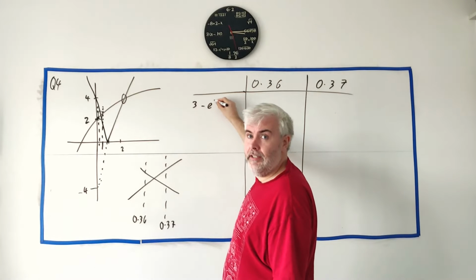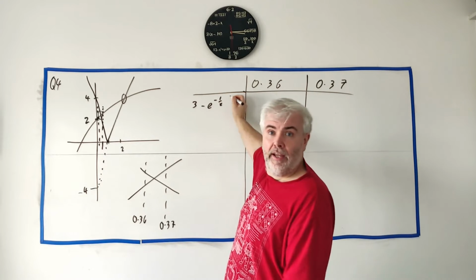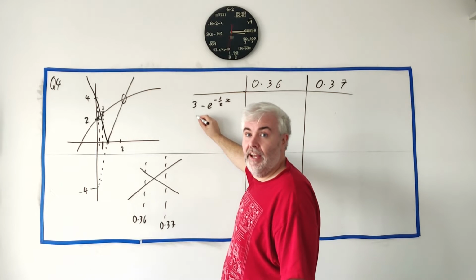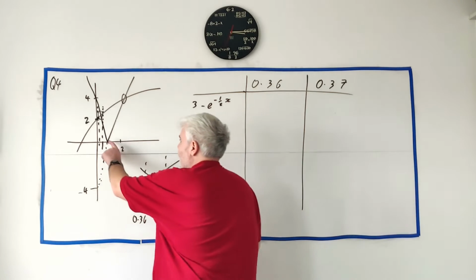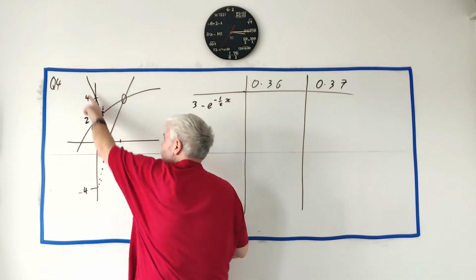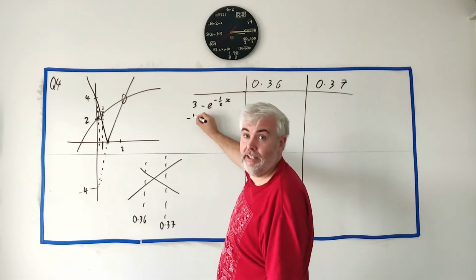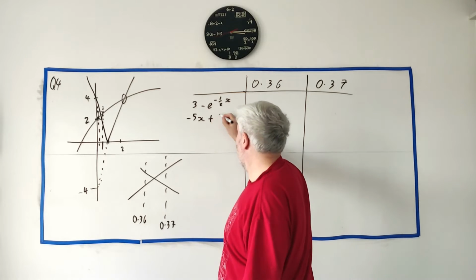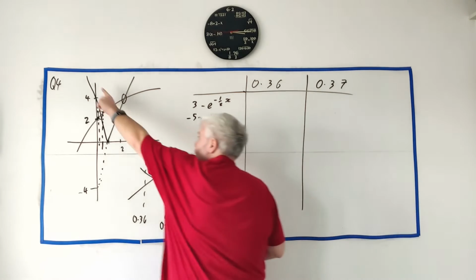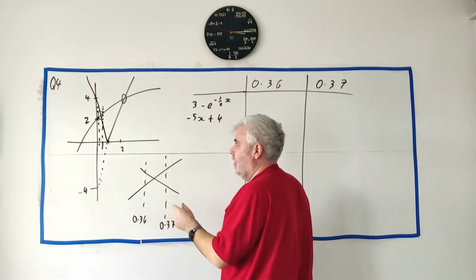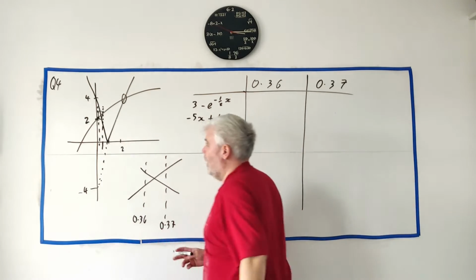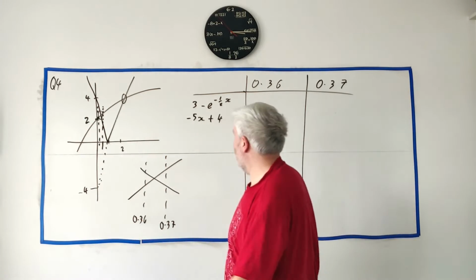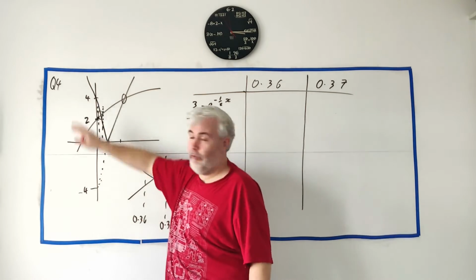3 minus e to the minus half x, I would assume. And the next equation is this one here. This line here is minus 5x plus 4. It's the opposite of this line, the one going straight up here. So it has the slope of minus 5, so it's going down if you look left to right. And the intercept's at 4.